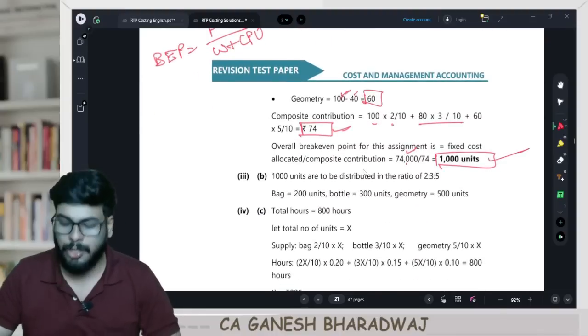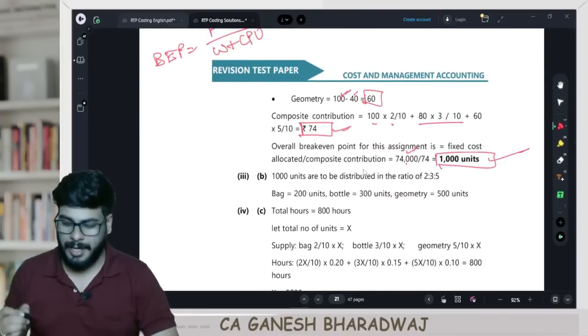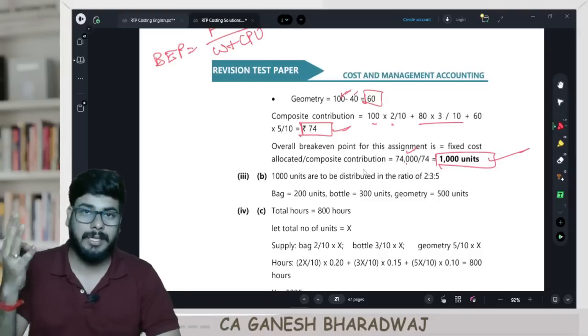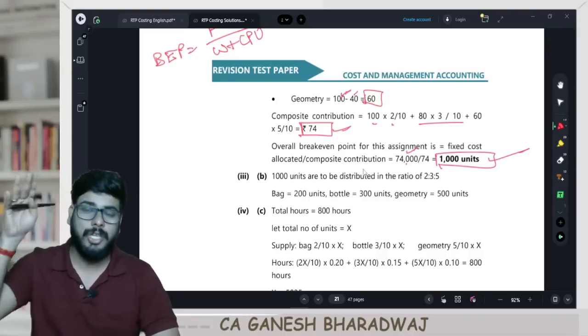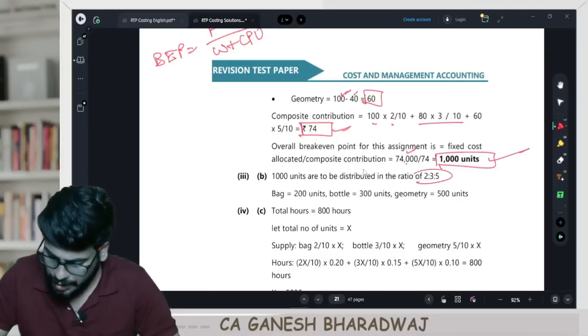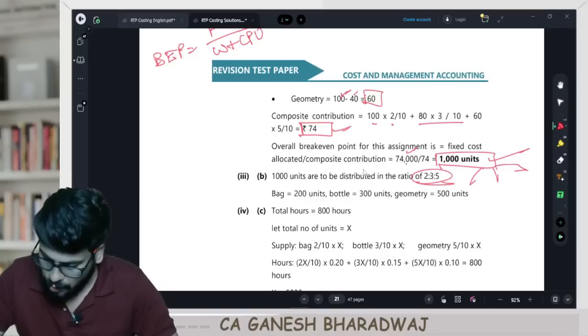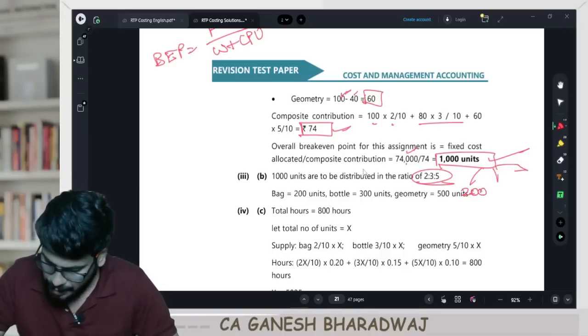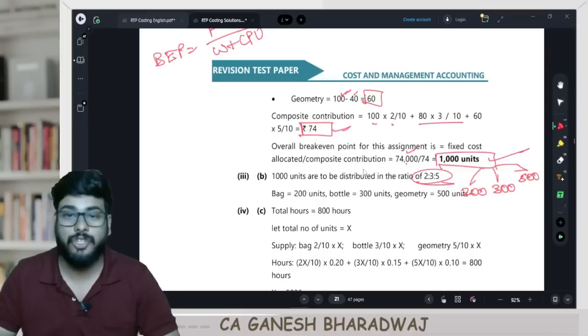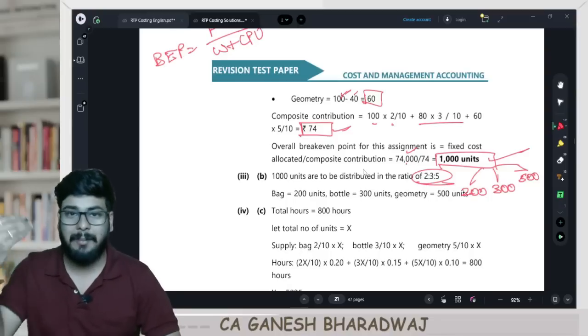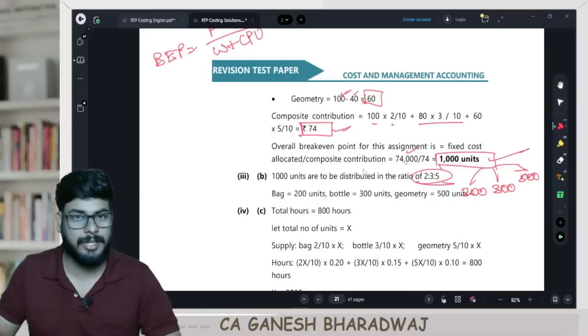So now you need to sell a total of 1000 units, right? Now this 1000 units, what is the breakup? Sir, how many school bags, how many water bottles and how many geometry boxes should I sell? This is in the ratio of 2:3:5, right? So ideally, can I say it's going to be 200 school bags, 300 water bottles and 500 geometry boxes. Are you clear with this? The breakup of this is 200, 300 and 500.